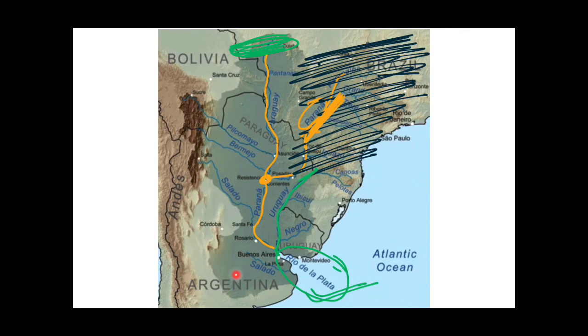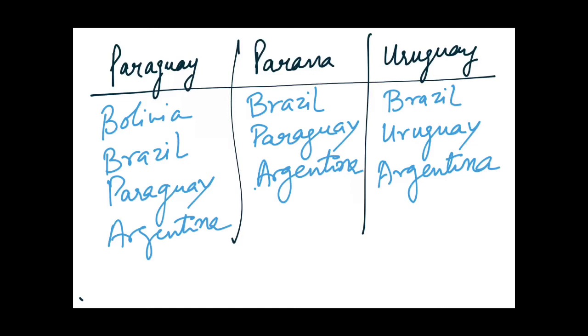As I told you about the Amazon River yesterday, it is the first one. So guys, you can see over here that these are the rivers: Paraguay River, Parana River and Uruguay River, and these are the countries through which they pass. Paraguay River passes through Bolivia, Brazil, Paraguay and Argentina. Parana River passes through Brazil, Paraguay and Argentina, and Uruguay River passes through Brazil, Uruguay and Argentina.